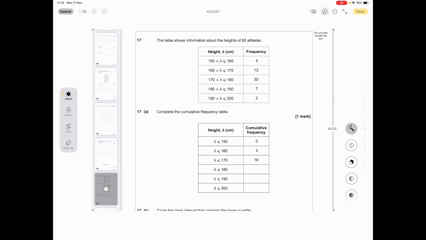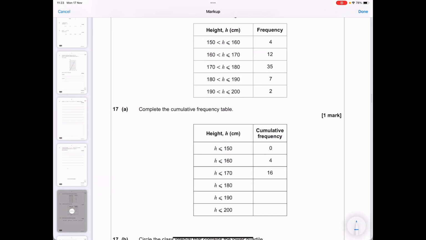Question 17, and this could be a bit of a kerfuffle. So this is various heights of things, and anything less than 150 is 0, 4, 16. We're doing a cumulative frequency. So now we add 35 onto 16 and we get 51. Then we add 7, so that's 58. So this is obviously the heights of 60, possibly plants, although they're quite tall plants.